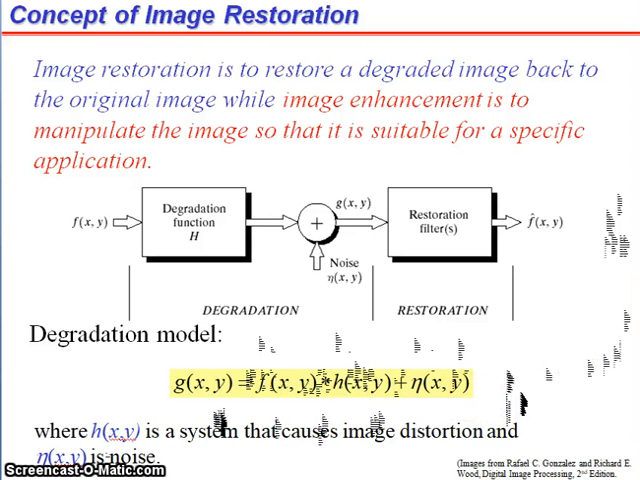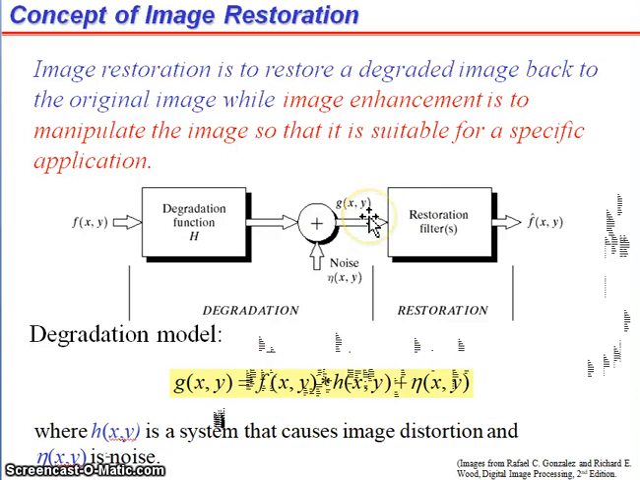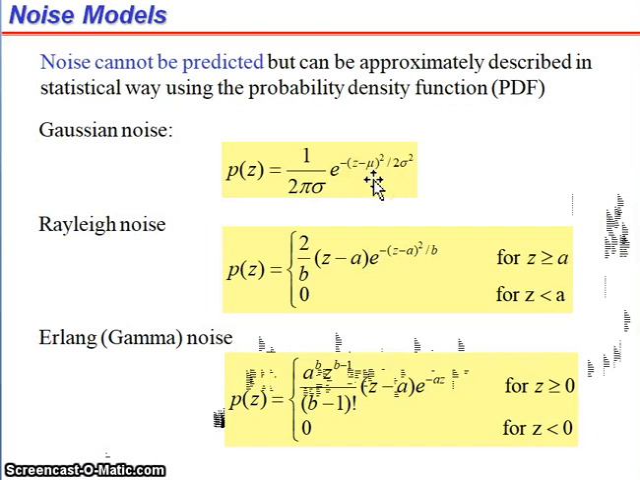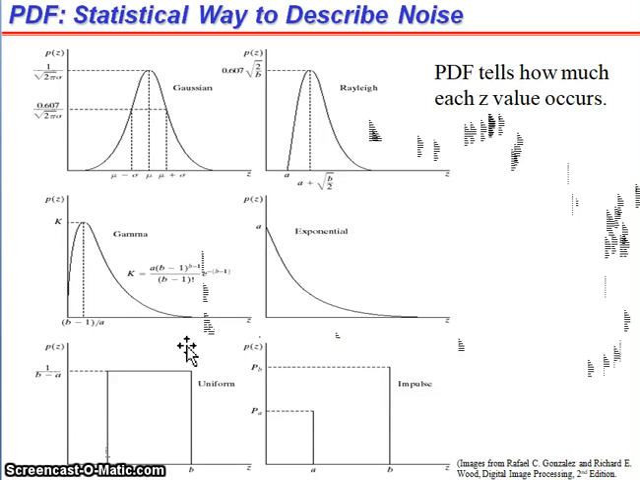Noise means our degraded image is affected by noise also, right? How can you estimate this noise? To remove the noise from the degraded image, we should know what type of noises are added to the image. That's why we should concentrate on noise models. Probability density functions, PDFs, are given for different noises. The first one is Gaussian noise, then Rayleigh noise, gamma noise, exponential noise, uniform noise, and salt and pepper or impulse noise. Different noises are there, and their PDFs are also given here.